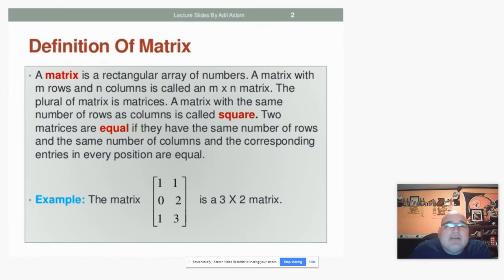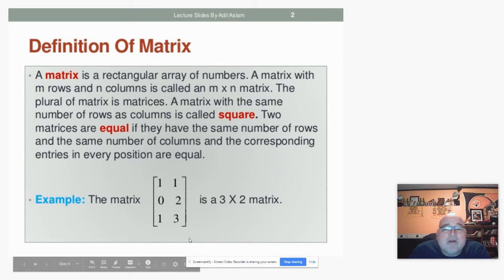So to begin with, let's define a matrix. A matrix is a rectangular array of numbers. It has m rows and n columns. The plural of matrix is matrices. A matrix with the same number of rows and columns is called square. We'll use those today. 2 matrices are equal if they have the same number of rows and the same number of columns and the corresponding entries in every position are equal.